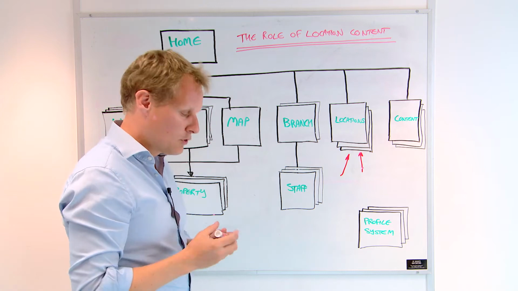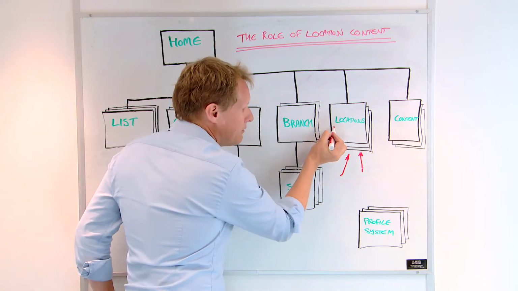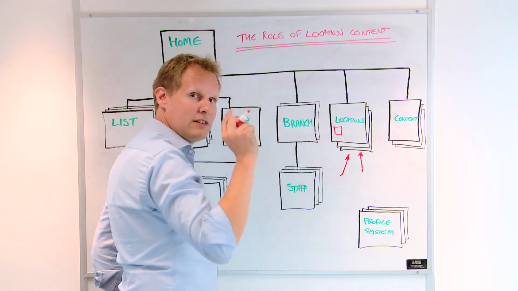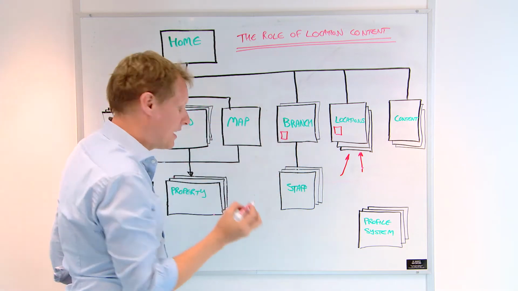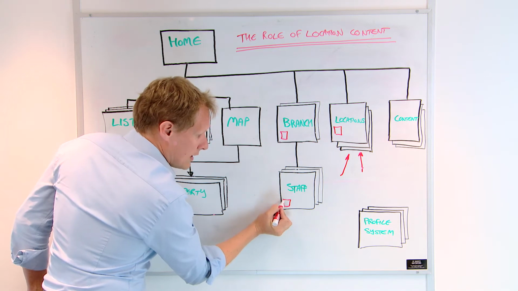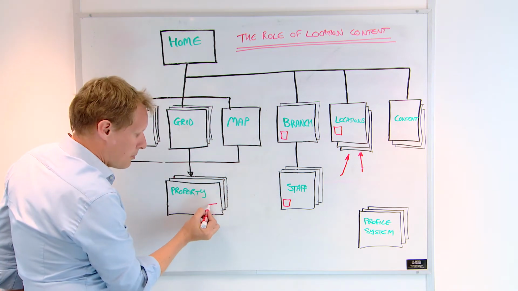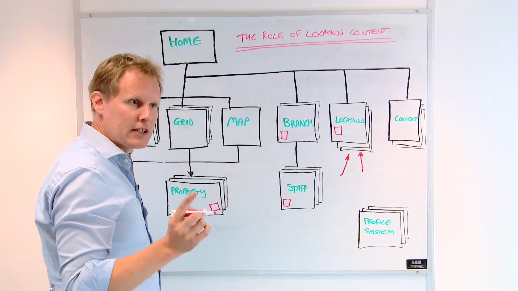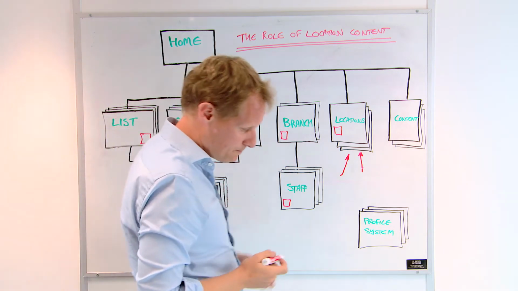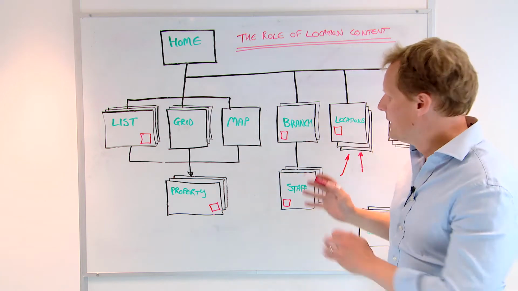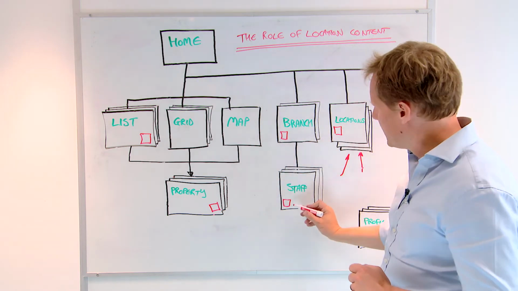So instead, the real trick here is to take a bit of your location content and snip it out, and cut it out and put it on your branch page, and cut it out and even put it on your staff page, and cut it out and put it on your property pages, and certainly you want to cut it out and put it onto your list pages. Now then, the reason for doing that is it integrates your site together.